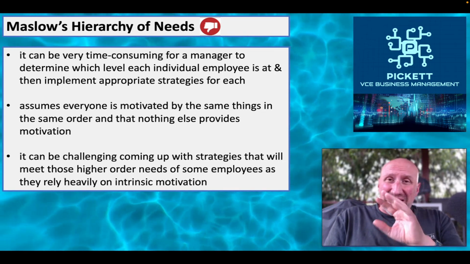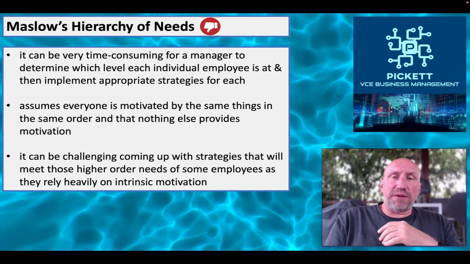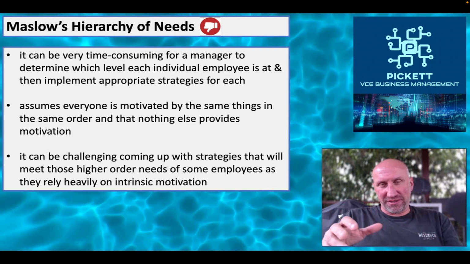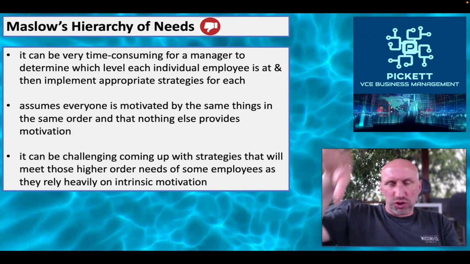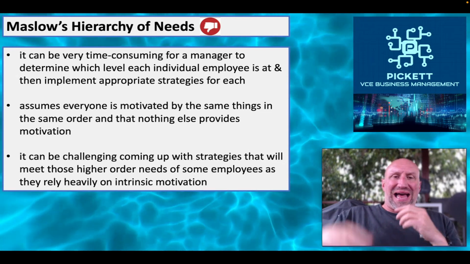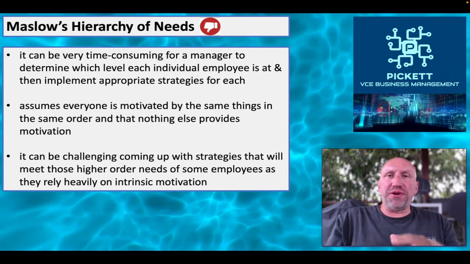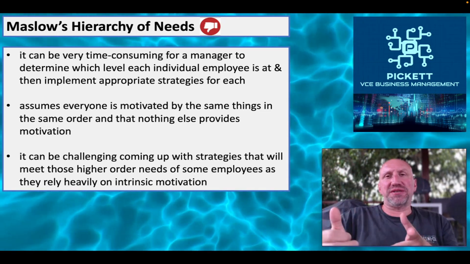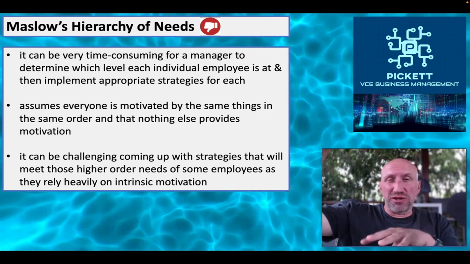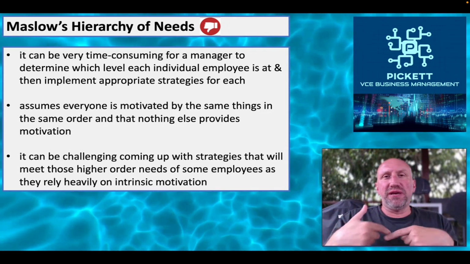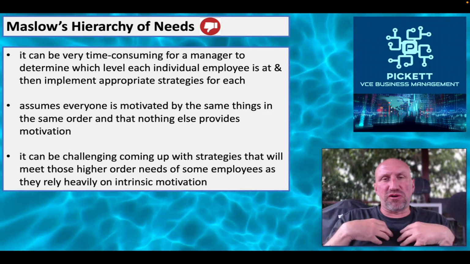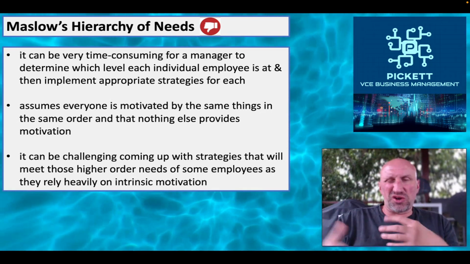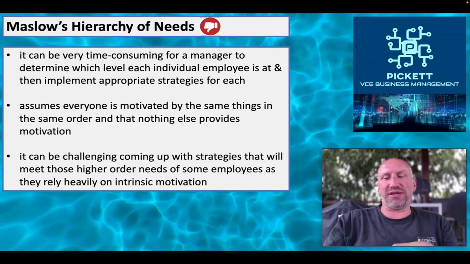Third one here, it can be really challenging sometimes to come up with strategies that are going to meet those higher order needs. Now, when we talk about higher order needs in Maslow, really it means the top two levels. Because some employees rely heavily on intrinsic motivation. So, in other words, self motivation. Nothing that you provide as a manager is going to get some people to the top levels. Some people really rely on a sense of self drive and self motivation. So, as a manager, it's really hard to get that kind of person to the top. It's got to come from within, it's got to be intrinsic.